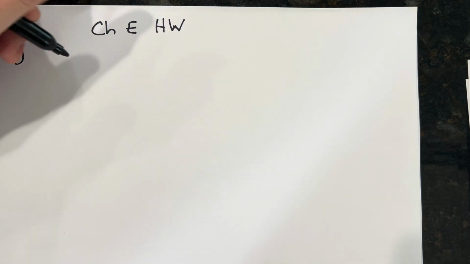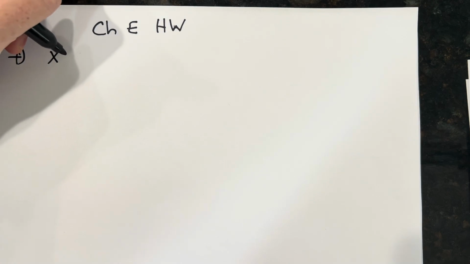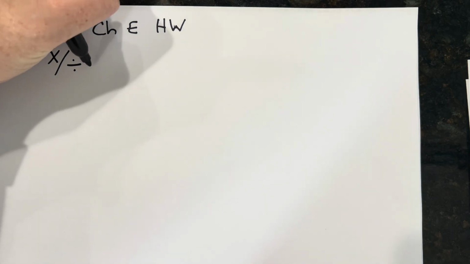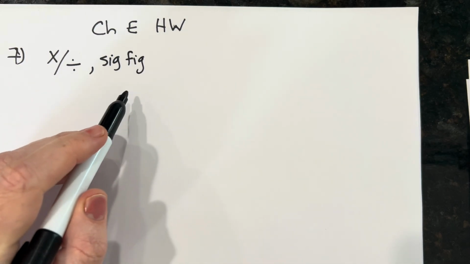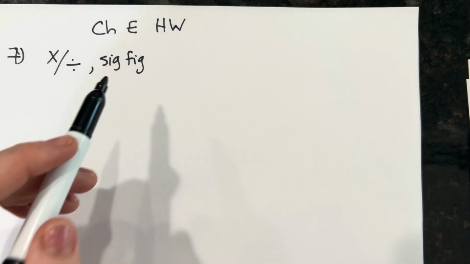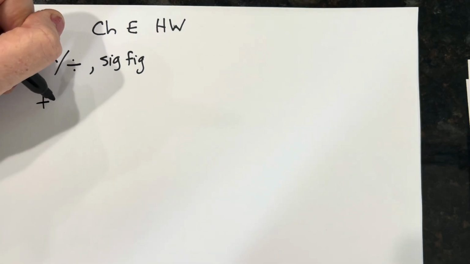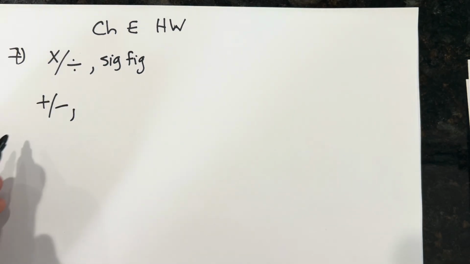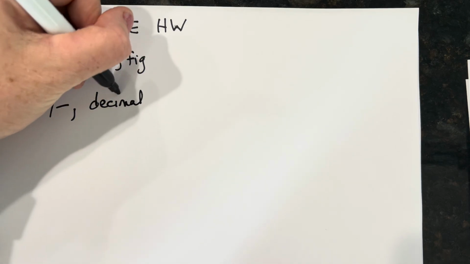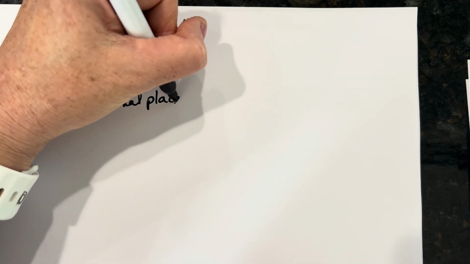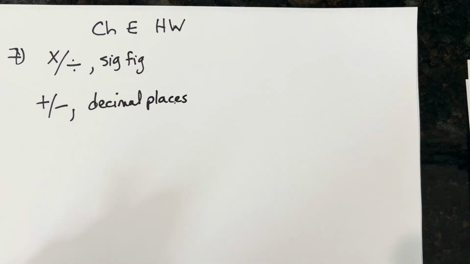Okay, to remind you, when we multiply or divide, we're counting sig figs. And our answer is going to have the same amount of sig figs as the number with the least amount of sig figs in the calculation. But when we're adding and subtracting, we're looking at decimal places. In one of our classes, we went into actually talking about precision, but in this class, we generally just talk about decimal places.